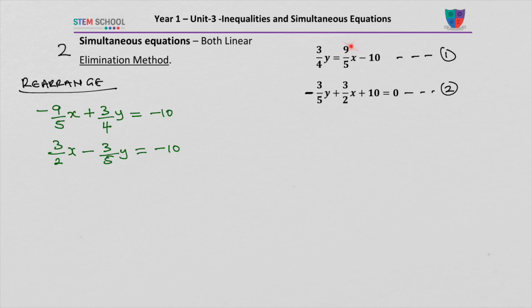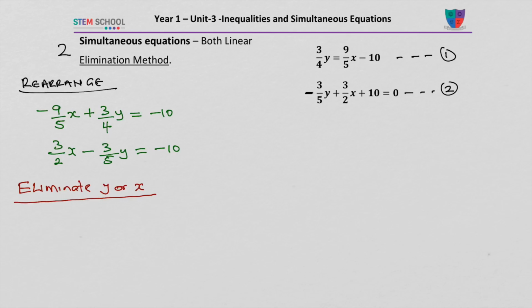What I've done is take the 9 over 5x to the other side, taking this one first and that second, and then taking the plus 10 to the other side. So that's how we get that. Now I need to eliminate y or x. If I'm eliminating y, I have to make the magnitude of the coefficient the same. If I'm eliminating x, I will make the magnitude of the coefficient the same. But now I'm going to choose y to be eliminated.